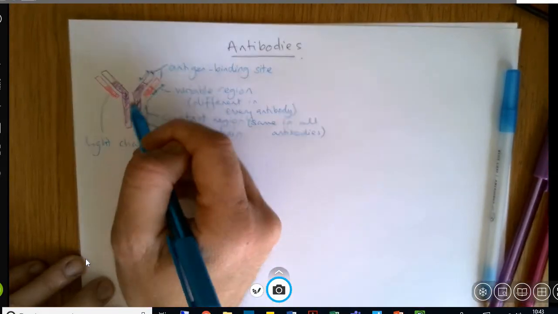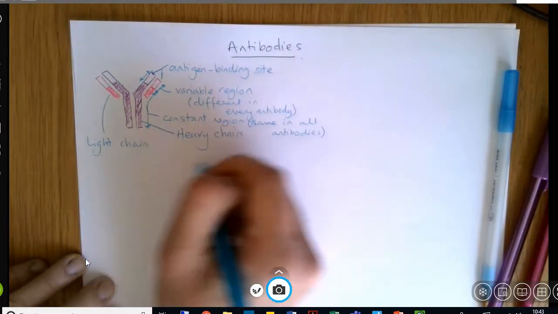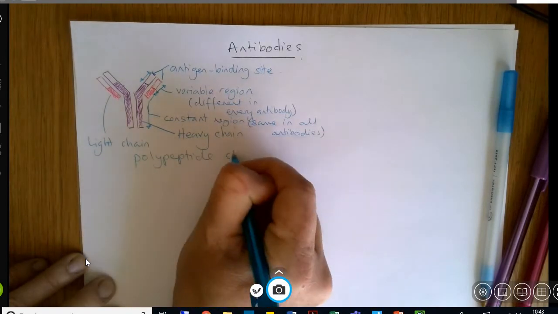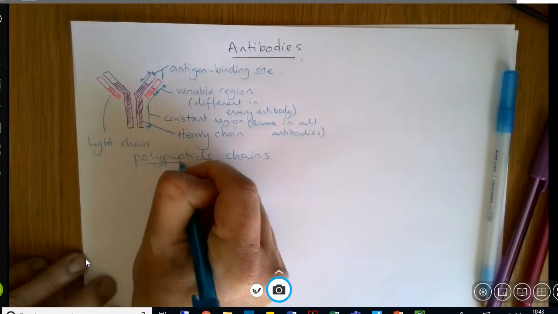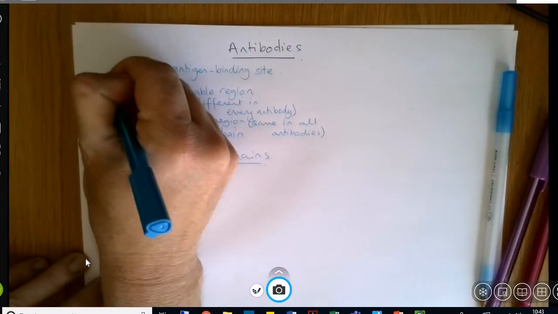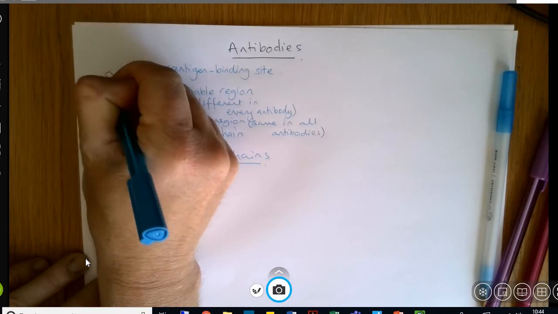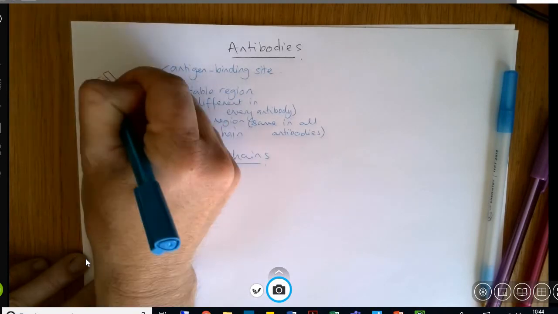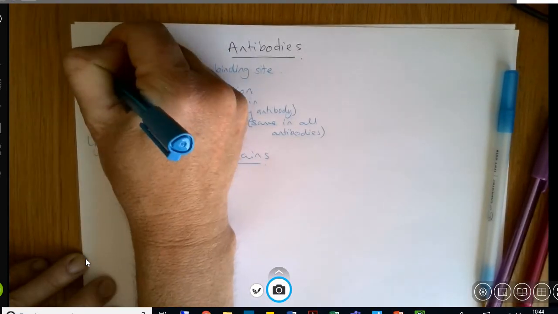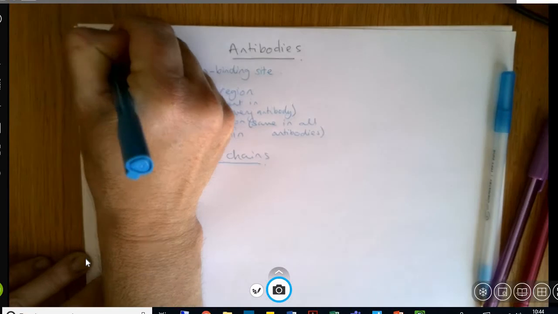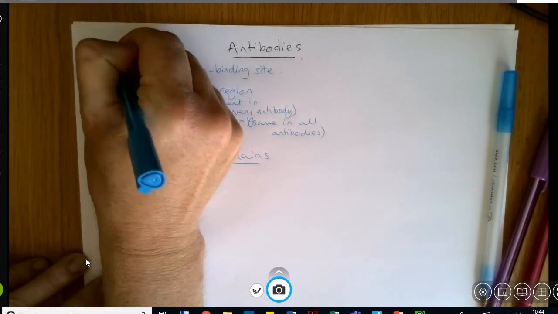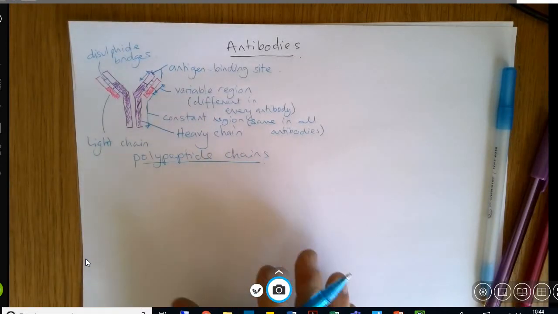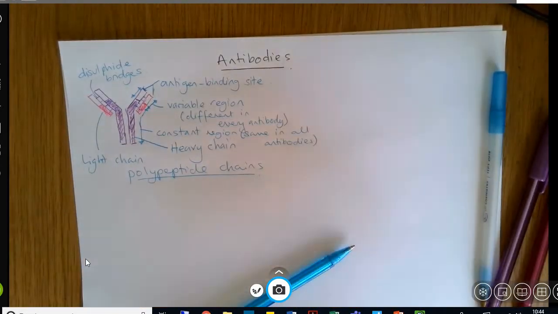So these variable regions, these light and heavy chains, are polypeptide chains. And they are held together in between and within by these little disulfide bridges, which we have heard about all before. We have an understanding of disulfide bridges from the structure of DNA.